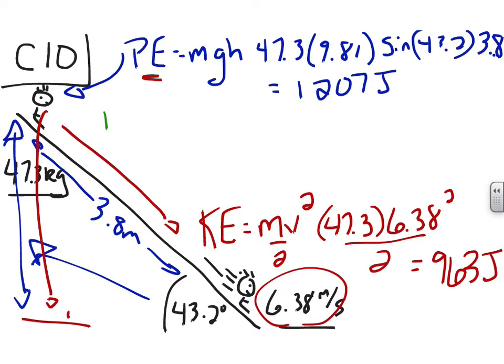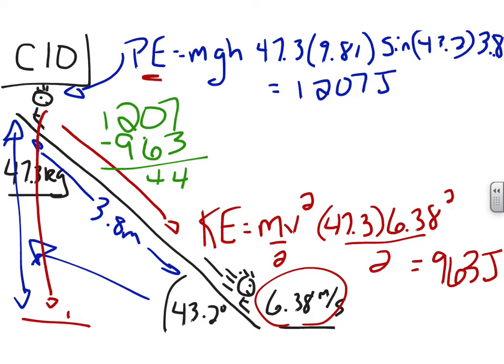So if we take the total amount of energy we had at the top and we subtract the total amount of energy we have at the bottom, we find that we are missing 244 joules. Now, of course, it's not really missing. It didn't just disappear. It changed into heat. So if we're looking for how much his tuchus heated up, that would be it. He lost 244 joules to heat.